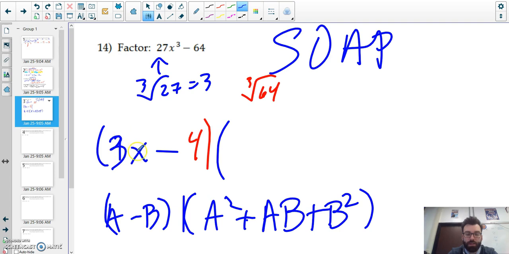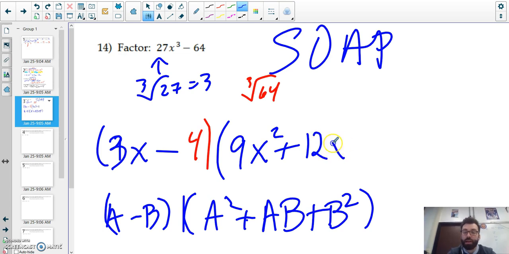All right, so I need to square this term. I'm squaring the 3, which gives me 9, and I also have to square the x. Please do not forget to square the 3. A lot of people forget that step. Plus A times B, 4 times 3, 12. But don't forget to attach the x, because the x is a part of our A term. Plus, always positive, 4 squared, 16.